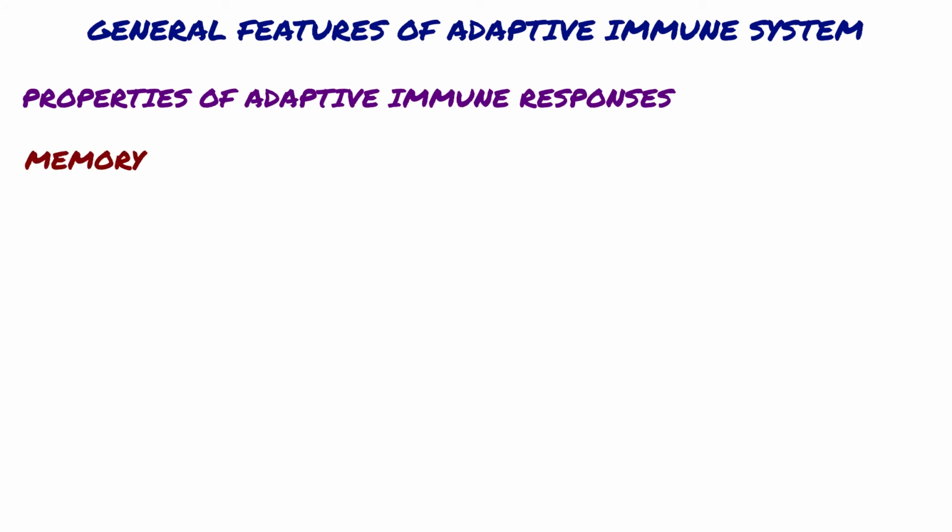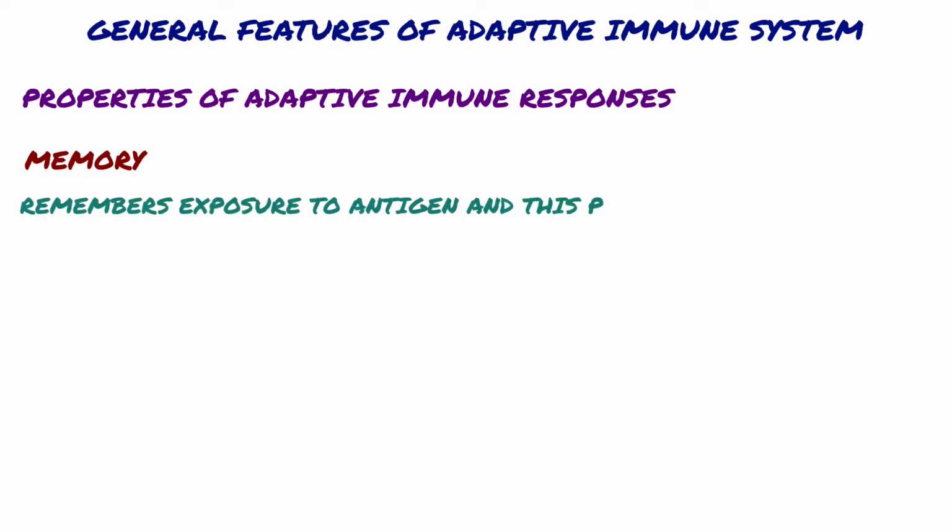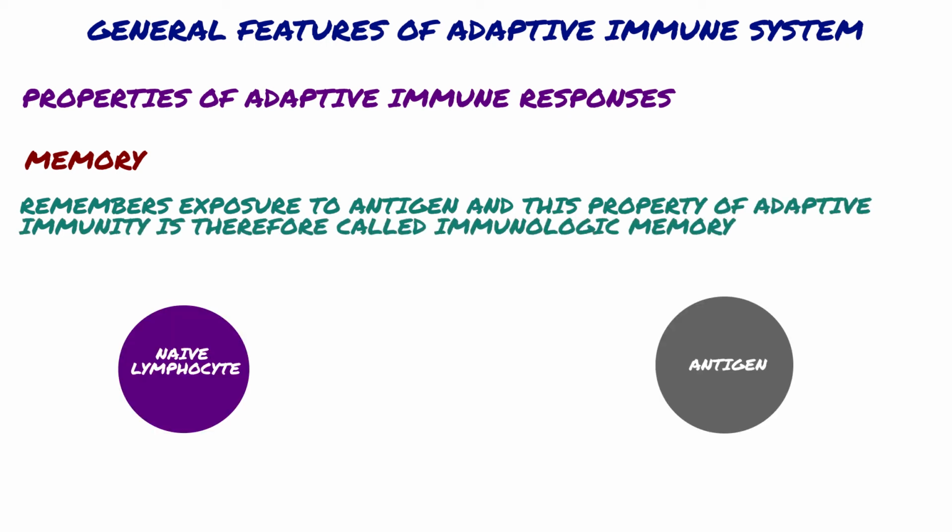Memory. The adaptive immune system mounts larger and more effective responses to repeated exposures to the same antigen. This feature of adaptive immune responses implies that the immune system remembers exposure to antigen, and this property of adaptive immunity is therefore called immunologic memory.